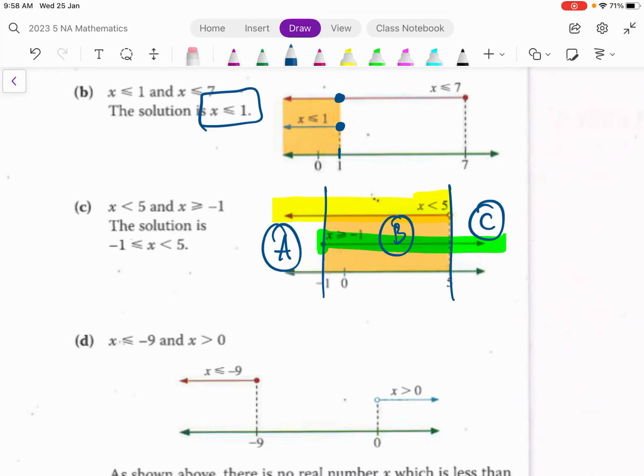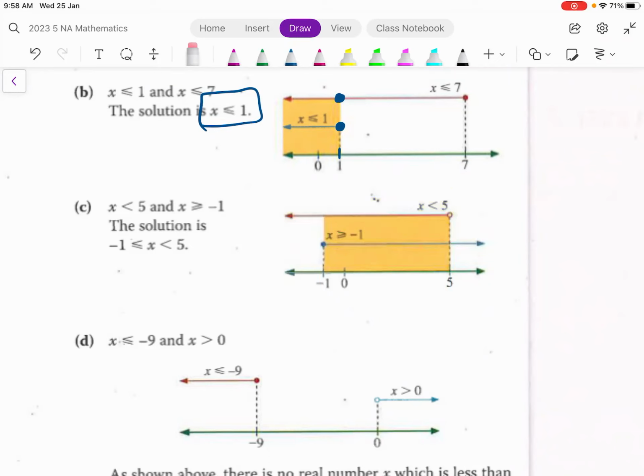Where is my solution? A, B, or C? B, because simultaneous inequalities. Both have to be satisfied at the same time. Only B has yellow and green highlighted regions. Okay, and how then do we describe this region? You have to look closely and consider the endpoints. Let's look at the -1 first. Can I include -1? Yes, so x is greater than or equal to -1.